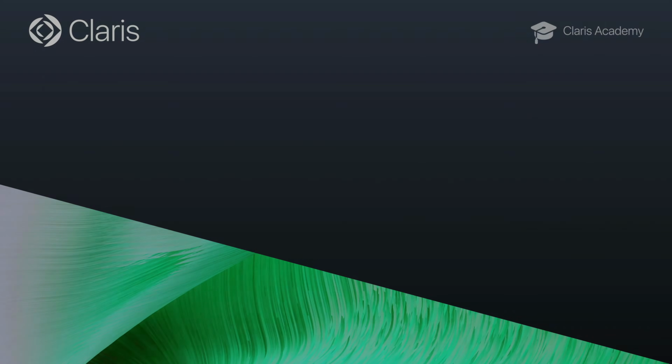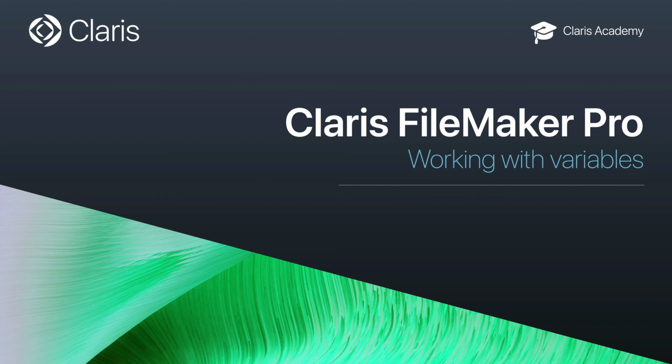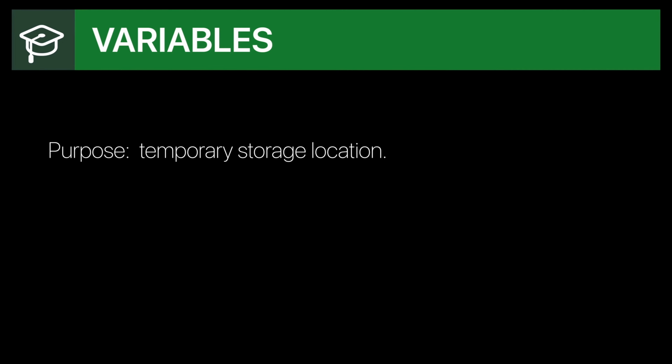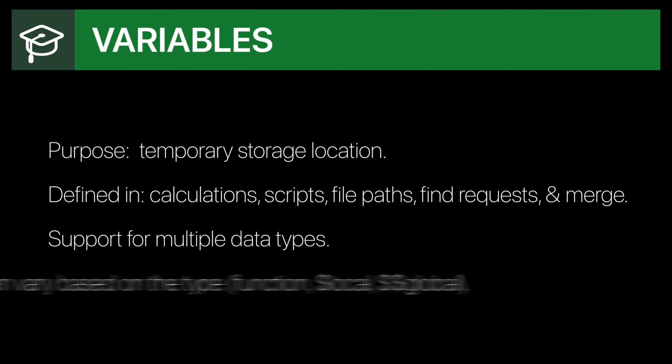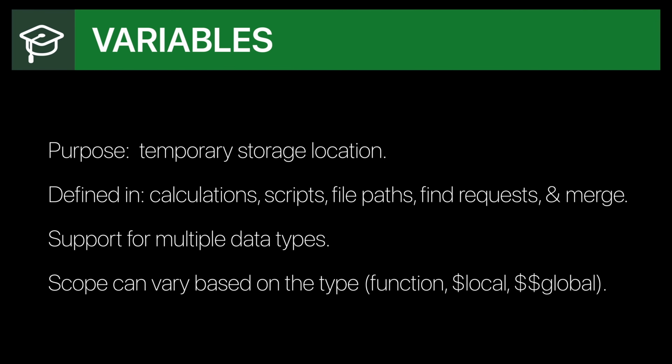Claris Academy course. In this lesson, we talk about working with variables. Variables provide a temporary location for storing data, which can be accessed from any context in the file. You can define variables in calculations, scripts, file paths, find requests that you create and edit in the Edit Find Request dialog box, and even on layouts as merge variables. There is support for multiple data types such as text, number, date, time, timestamp, and container. And the scope can vary based on type, such as a function within a calculation. There's options for local and global variables as well.